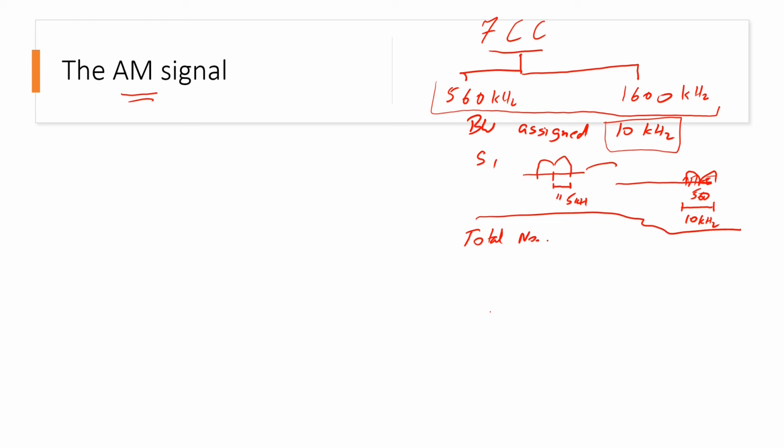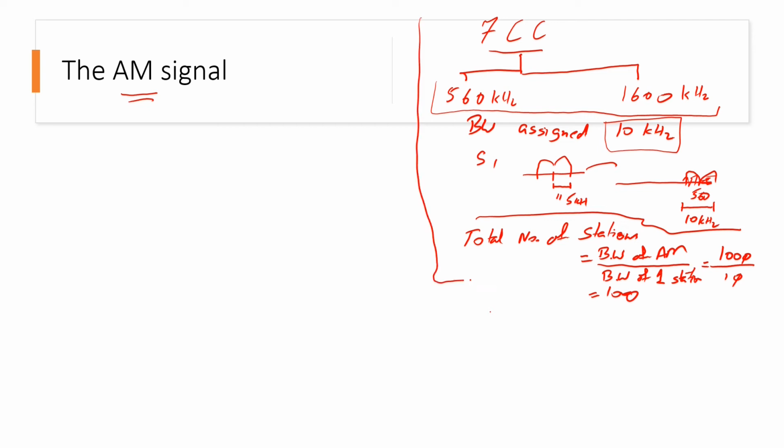is the bandwidth of AM divided by the bandwidth of a given station. So this was roughly 1000 kilohertz, that is 1 megahertz, and the bandwidth of one station is 10 kilohertz. So we have approximately 100 such stations. This is basically the protocols or the frequency assignments for a given AM signal.